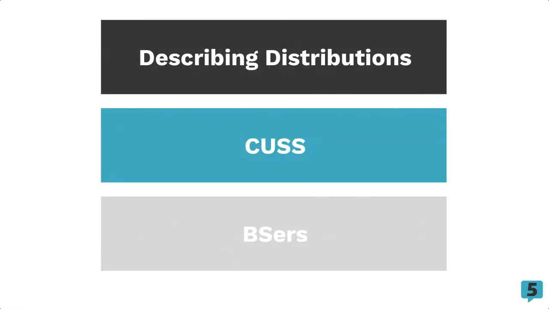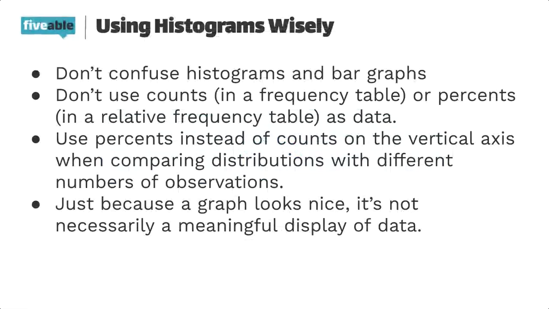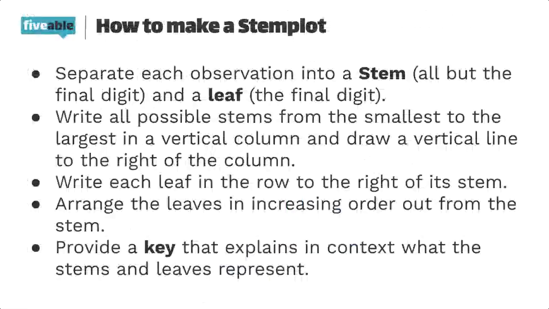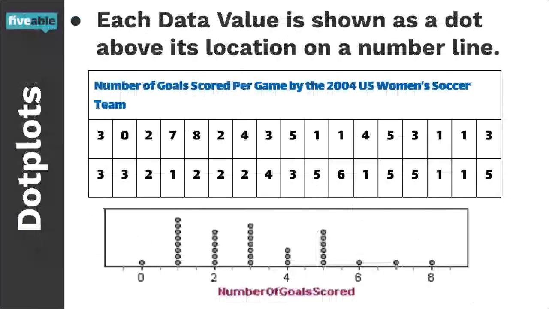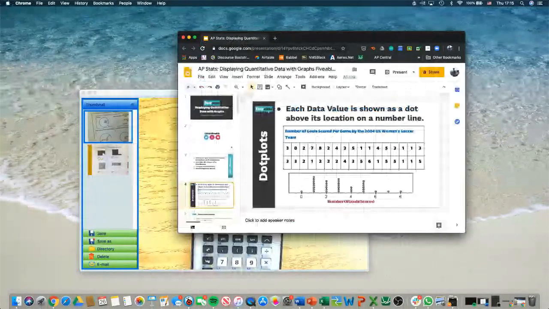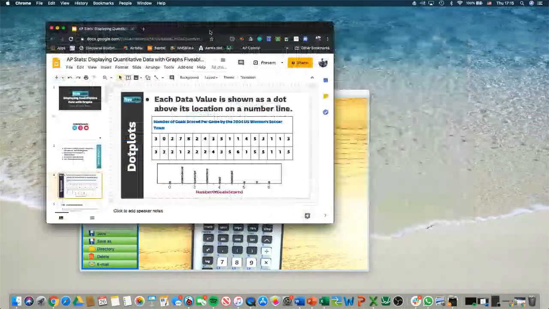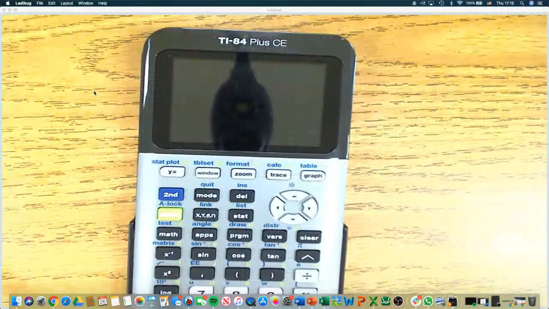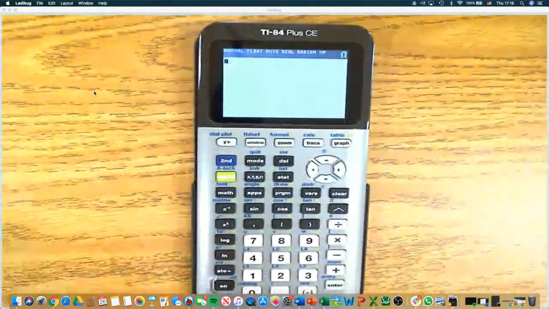Now, before we get on, I am going to show you how to make some data displays on your calculator. So we're going to work on a histogram. We can't do stem plots and we can't do dot plots. But let's go on to our TI-84. So if you have a TI-84, now would be a good time to take it out. Working with calculators is going to save you a whole bunch of time on the AP exam.